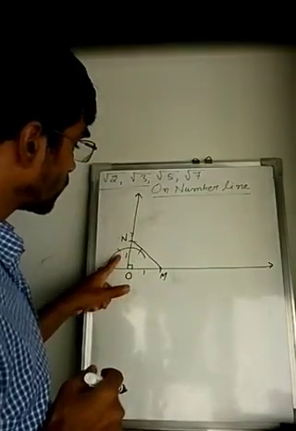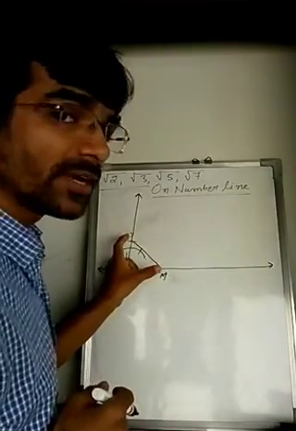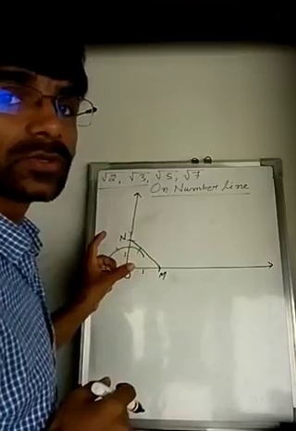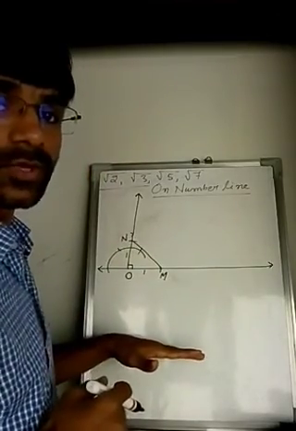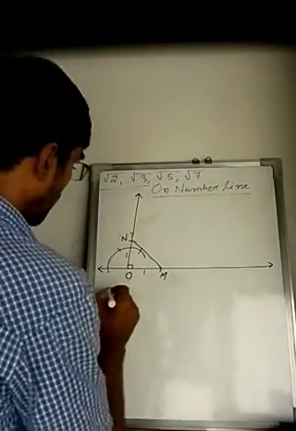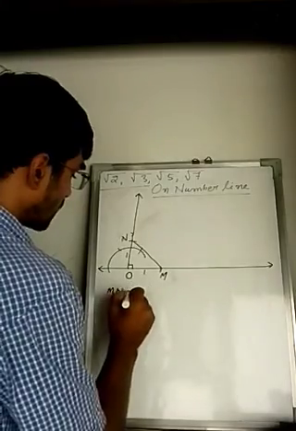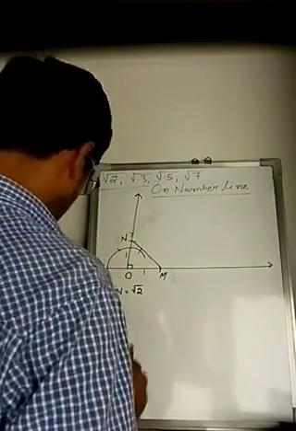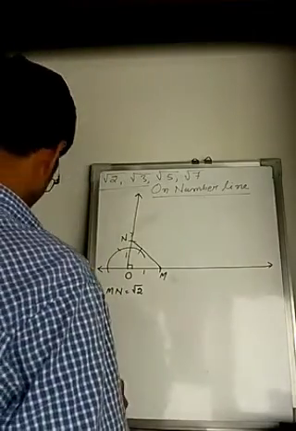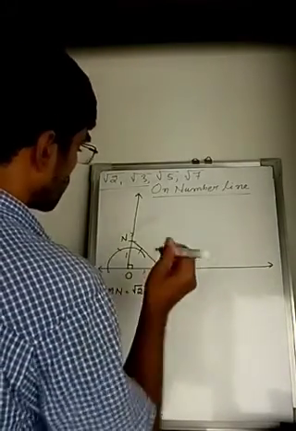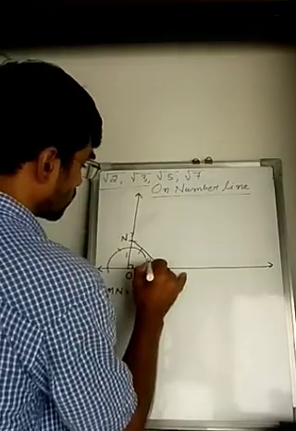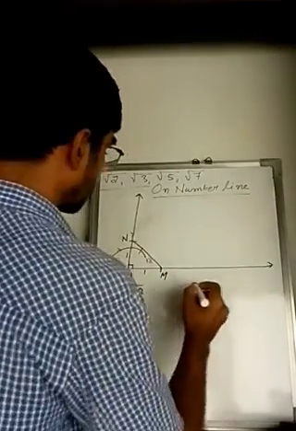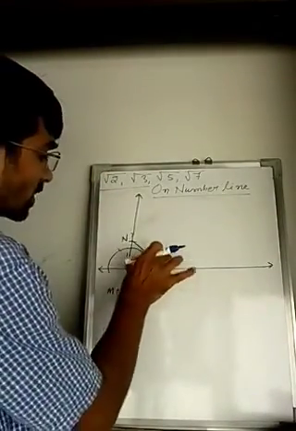So this one is 1, this one is 1. So the hypotenuse MN will definitely be root 2, as I have just shown you. So here MN equals root 2. So I can write the same root 2 here on the number line.